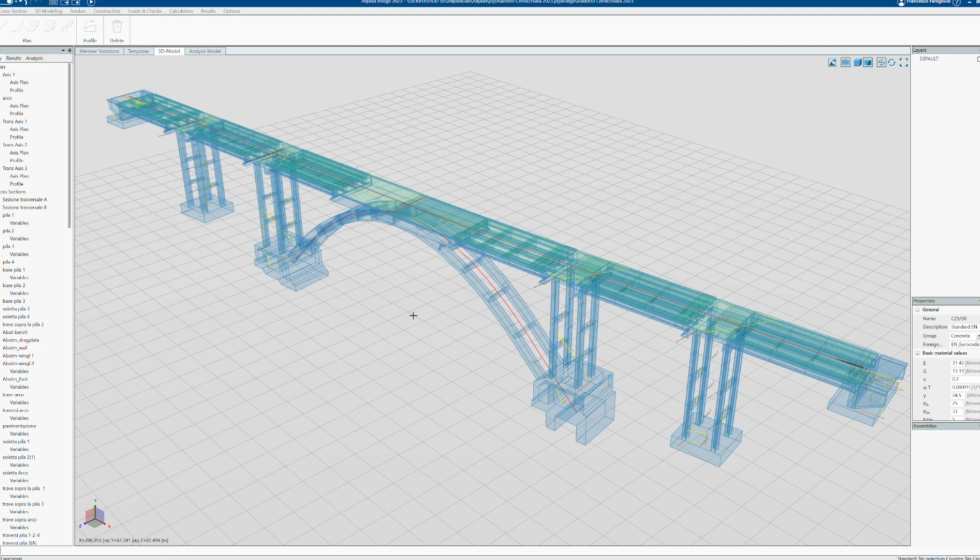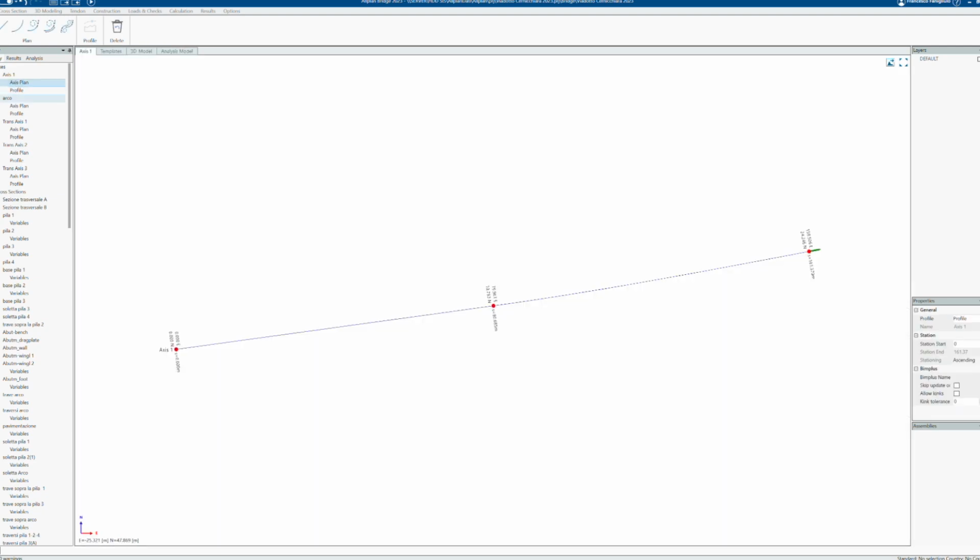The menu on the left is divided into geometry, results, and analysis. Let's start with geometry, defining the viaduct's profile, both on a plan and longitudinally. Clicking on axis plan, we can design the axis of the viaduct, and in this case, this was possible thanks to the 3D scan survey we conducted.